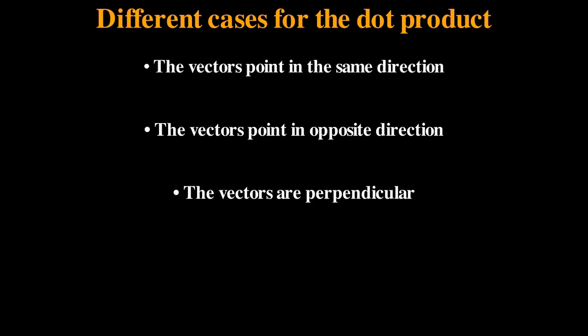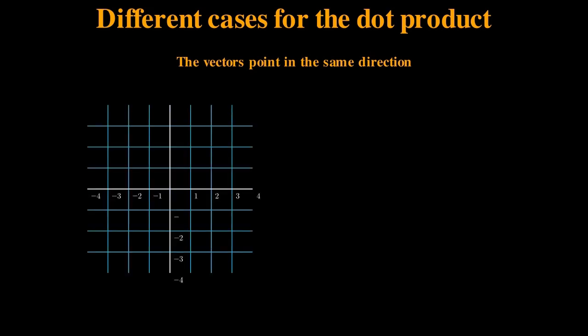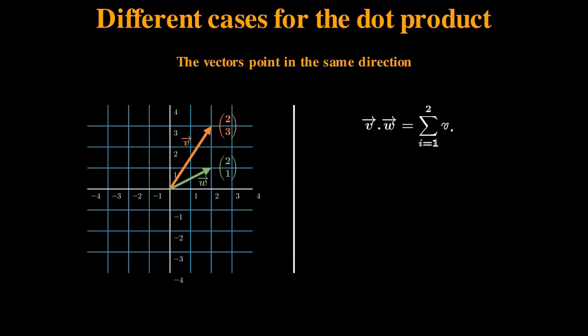When the vectors point in the same direction, the dot product always has a positive value. For example, consider the same vectors v and w that we have been working with. If we plot them, we can see that they point in the same direction, and applying the dot product formula to their coordinates gives us back a dot product of 7. Conversely, if the vectors point in opposite directions, the dot product will have a negative value.